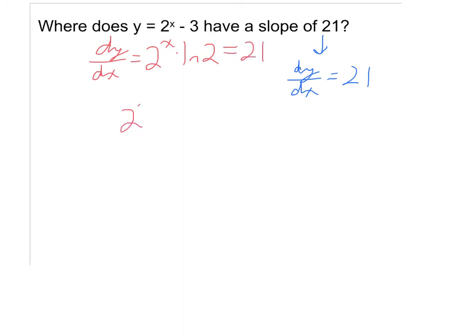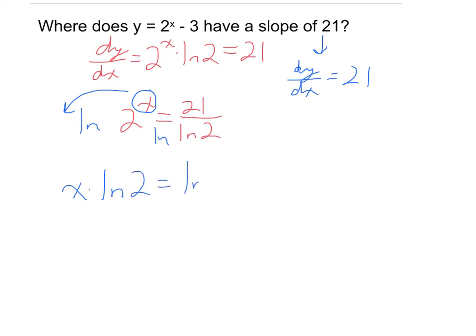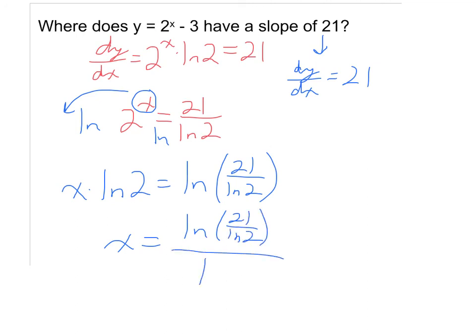And I need to know where this equals 21. Well, that means I have 2 to the x equals 21 over the natural log of 2, whatever that decimal is. And then, if I want to, I can take the natural log of both sides, which would cause my x to move out in front here. So I have x times the natural log of 2 equals the natural log of whatever 21 over natural log 2 is. And so x would equal the natural log of 21 over natural log 2, all over natural log 2.